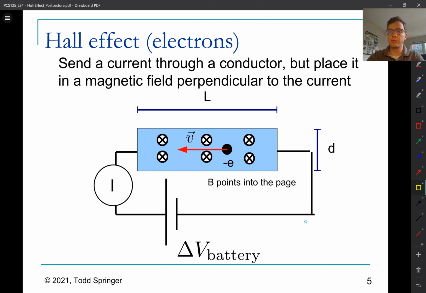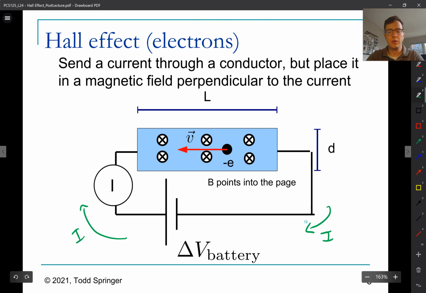Let's suppose, remembering that the current is this way, that current is the direction of flow of positive charges. So if electrons are carrying the current, they're going to be moving in the opposite direction of the conventional current. If electrons are moving through this conductor, the blue chunk there, they're going to be moving to the left. The velocity of the electron is given by that red arrow, just moving to the left.